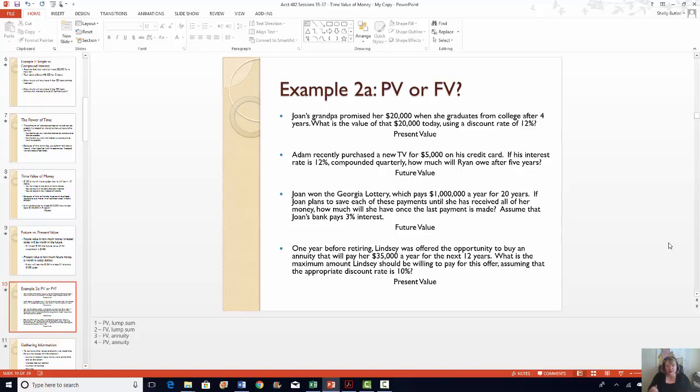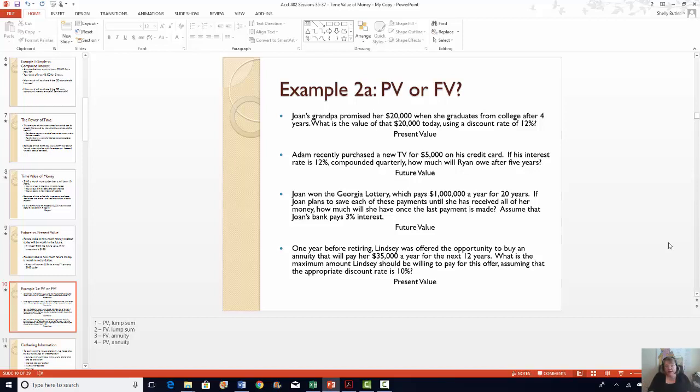Until she had received all of her money, how much will she have once the last payment is made, assuming that Joan's bank pays 3% interest? We have the amount today, so we want to know what the future is.